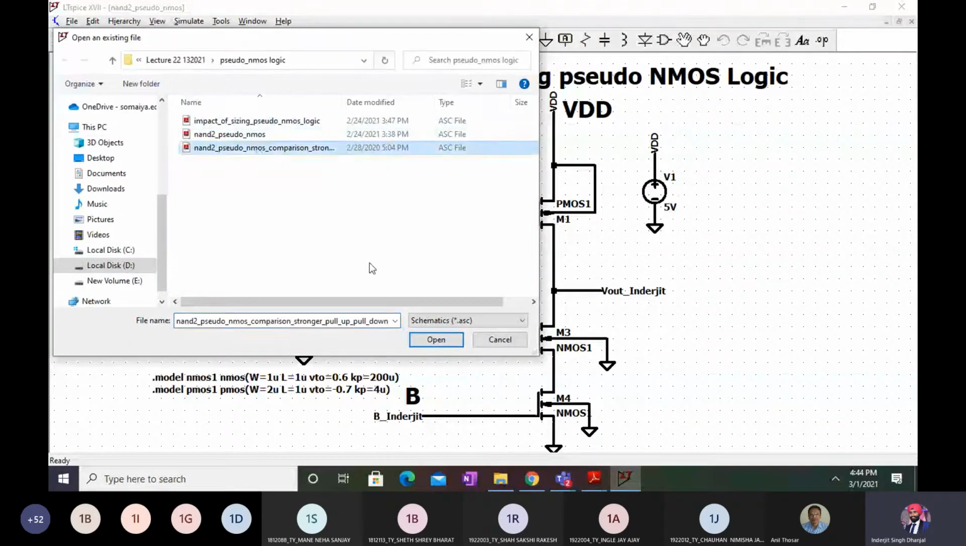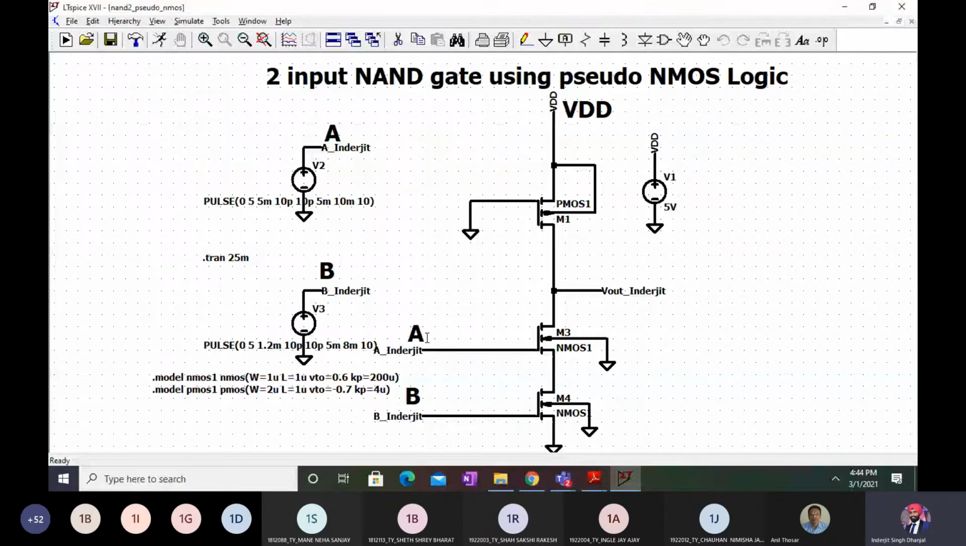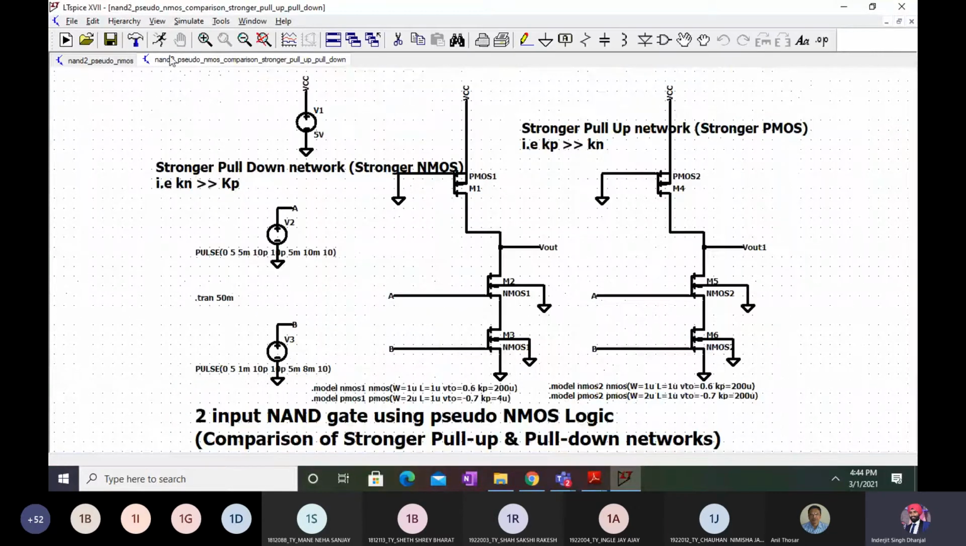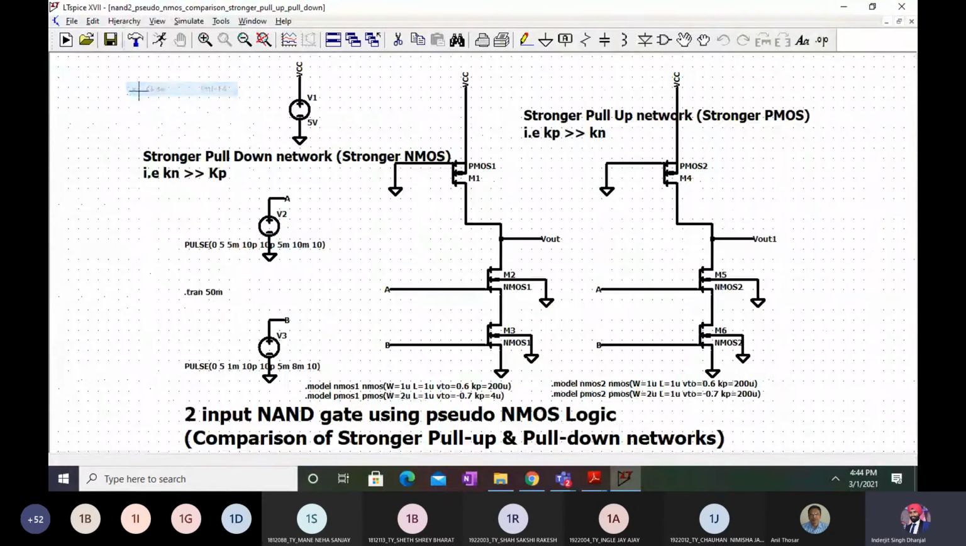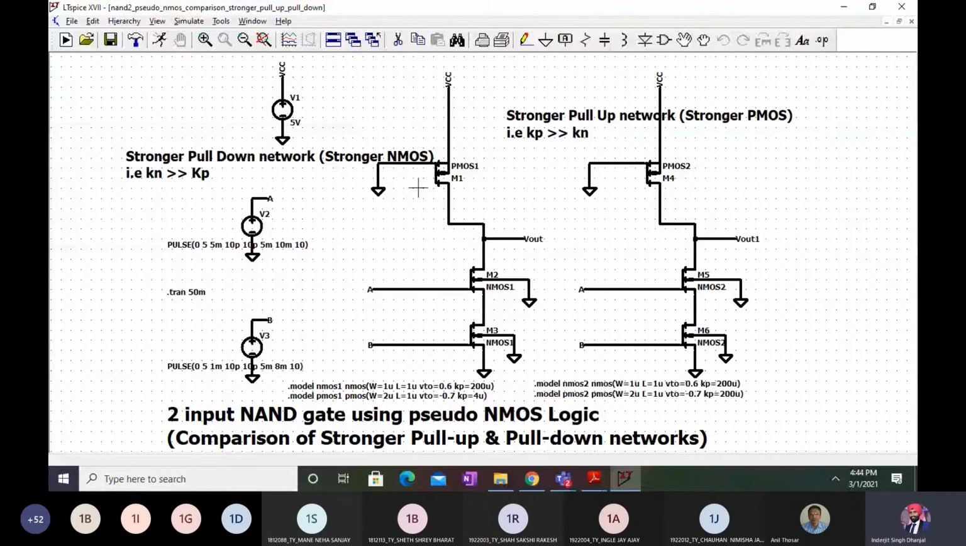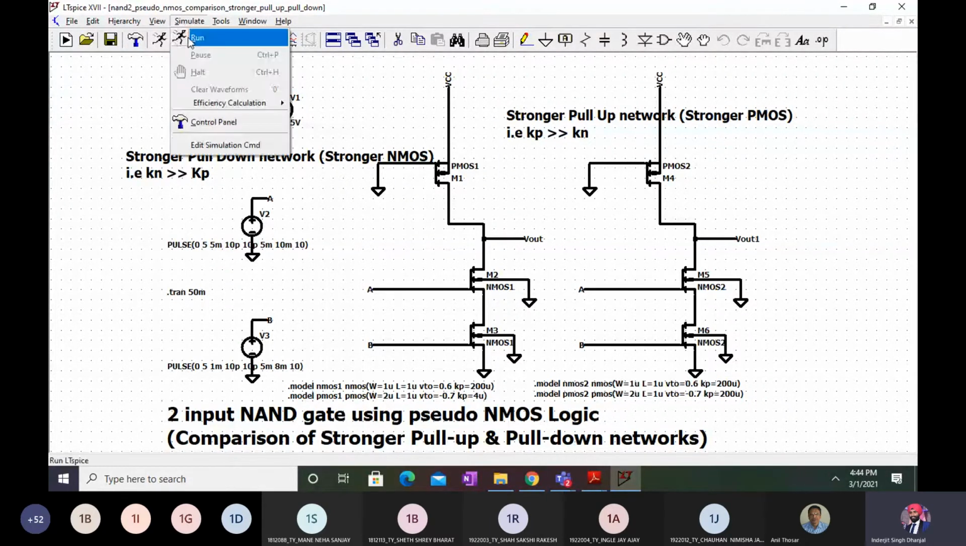Yeah, this is the file. In the first output, V out, I have made the stronger pull-down network, and in the second case, V out 1, I have made the stronger pull-up network. So let me simulate this. I repeat again: here we have a stronger NMOS, that is, the pull-down network is stronger, and here we have a stronger PMOS in the second case, V out 1. So remember it.